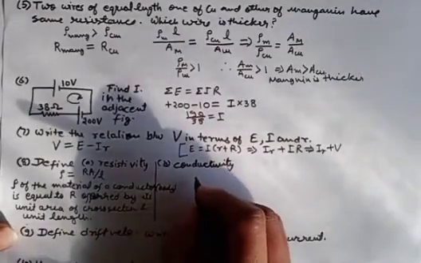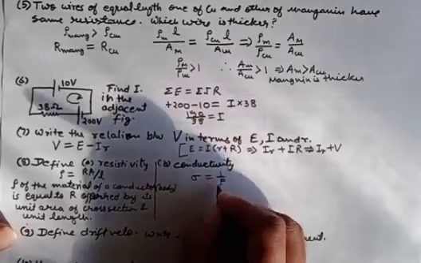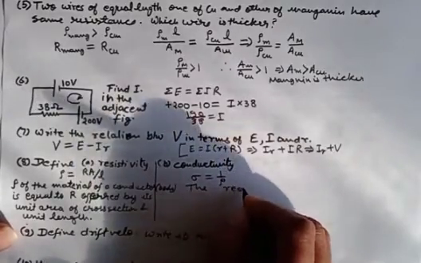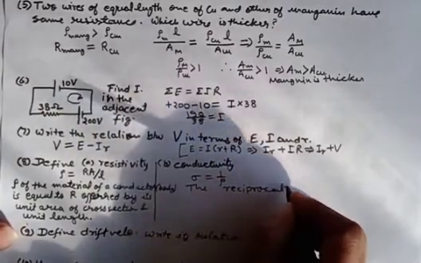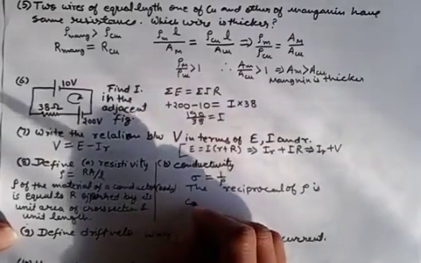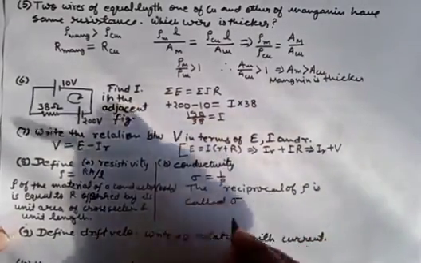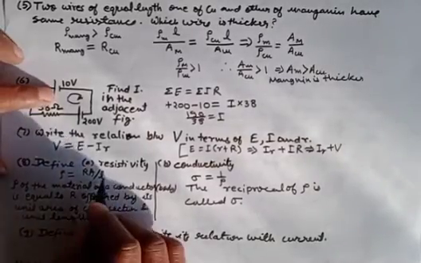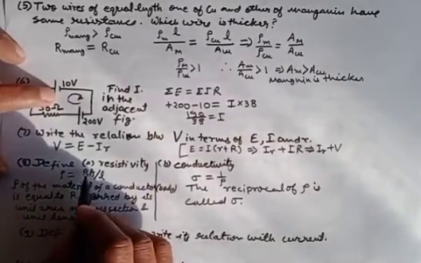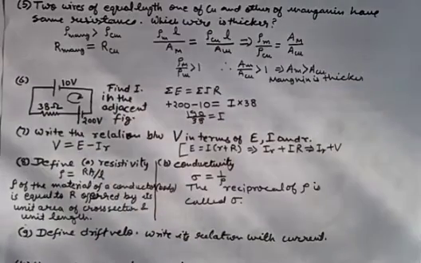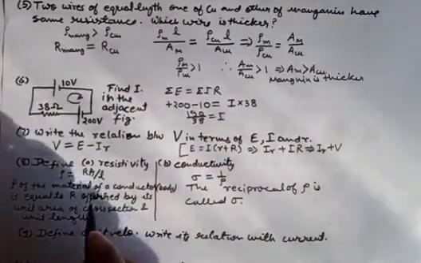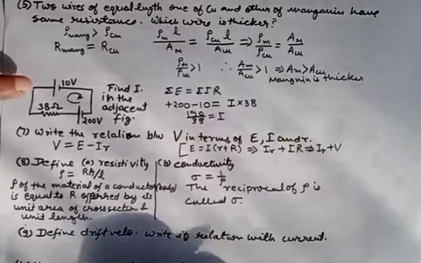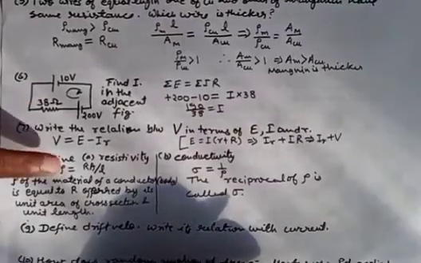And for conductivity, it is 1 upon rho. The reciprocal of resistivity is called conductivity. So, once again, if we take A as 1 unit and L as 1 unit, then rho is equal to R. So, resistivity is that resistance which is offered by the unit area of cross section and unit length of that body. And of course, it is the property of material.